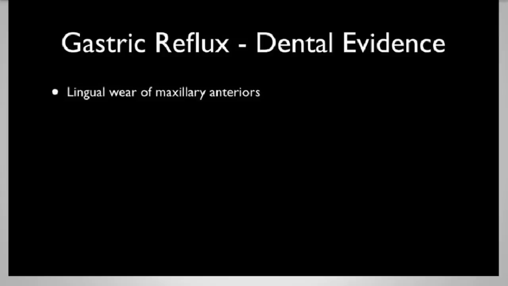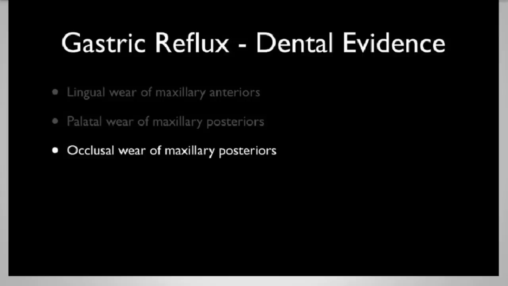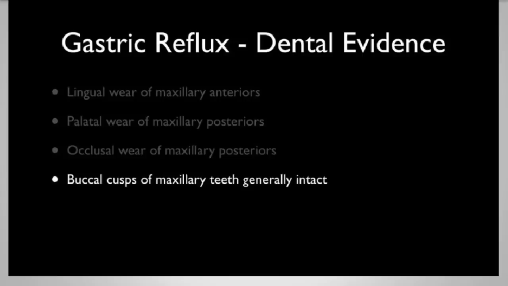When we think about gastric reflux, there are a few key signs that are out there. One is going to be the lingual wear of the maxillary anterior teeth. This can be similar to bulimic patients in many ways, but we tend to get lingual wear of maxillary anteriors. We also get palatal wear of the maxillary posteriors, occlusal wear of the maxillary posteriors as well. However, in addition to occlusal wear of the maxillary posteriors, the buccal cusps of the maxillary teeth are generally intact. So if you have a patient with palatal cusps that are worn, occlusal tables worn through acidic erosion, and the buccal cusps are not, that's generally one of the key indicators.